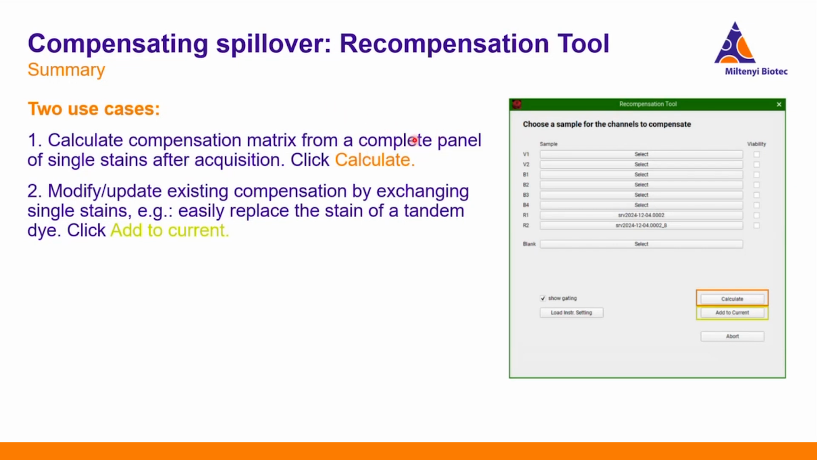The first use case is you want to calculate it for a complete panel. There you use the calculate button. The second use case, you click add to current if you just want to replace single files for your compensation. And show gating applies for both processes, so it's the same functionality in both.